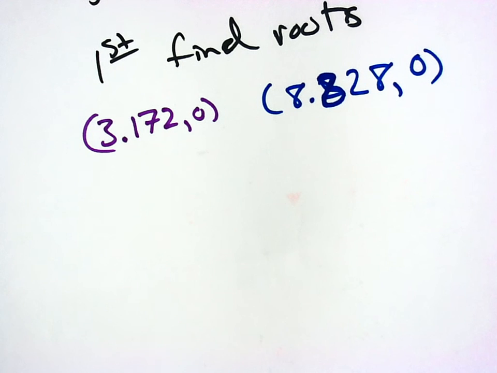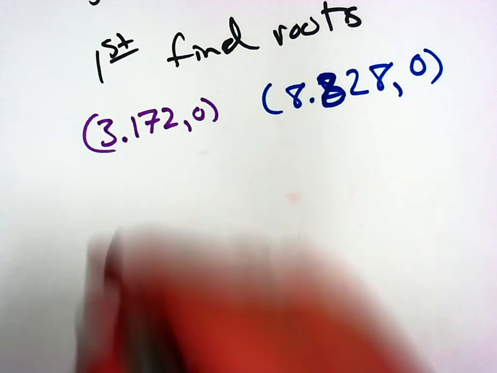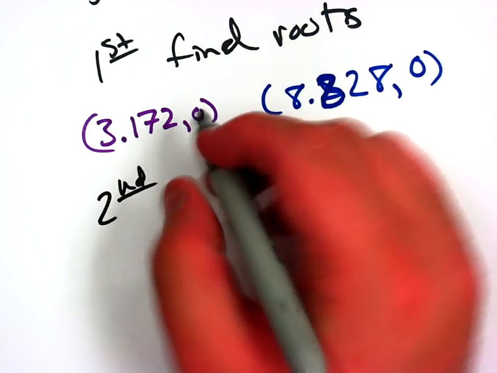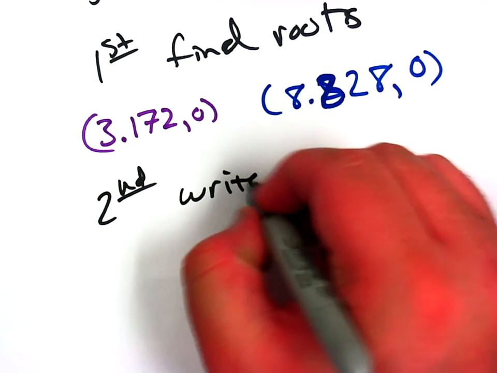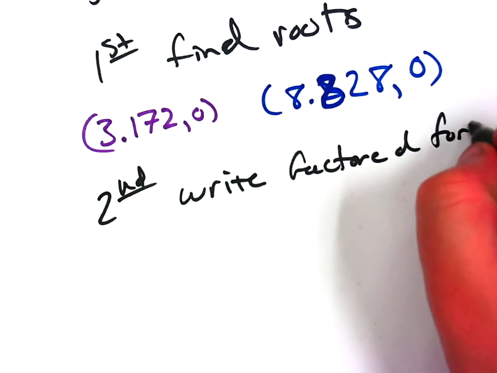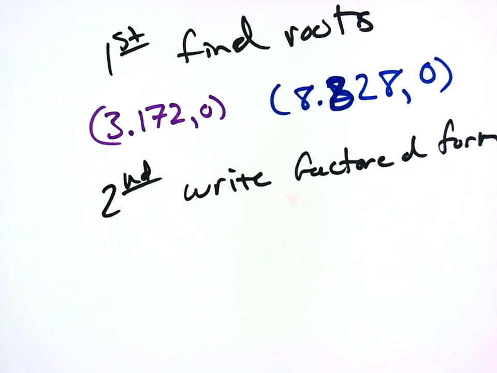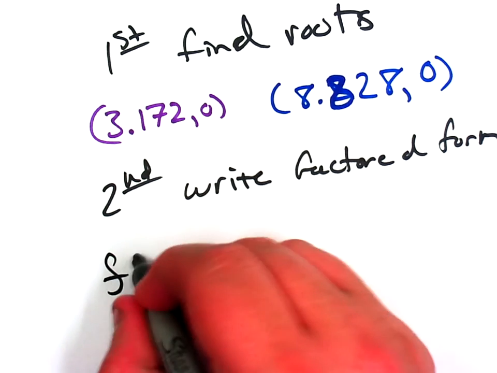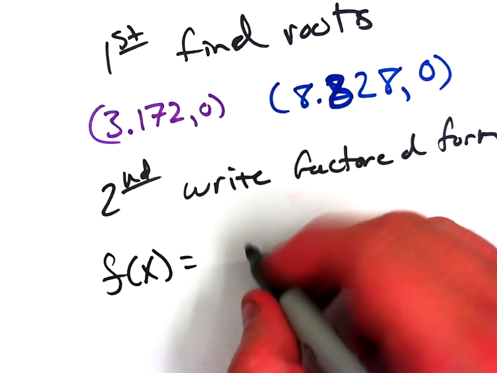All right, so step number 2. Second step is write factored form. Okay, so let's do that. Again, I'm going to leave some space for the a value.